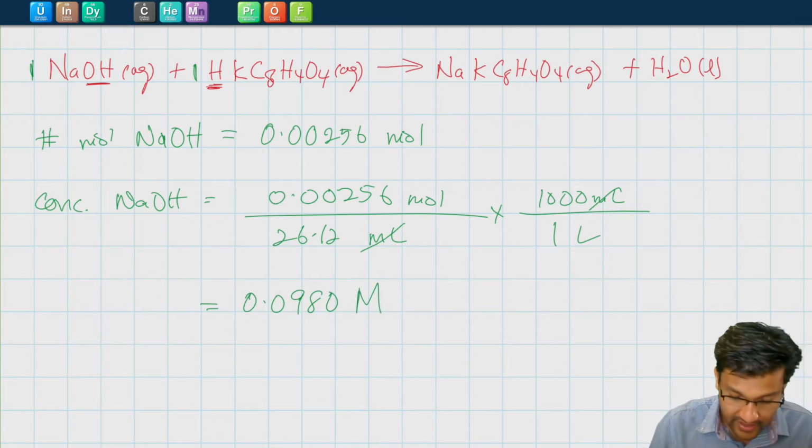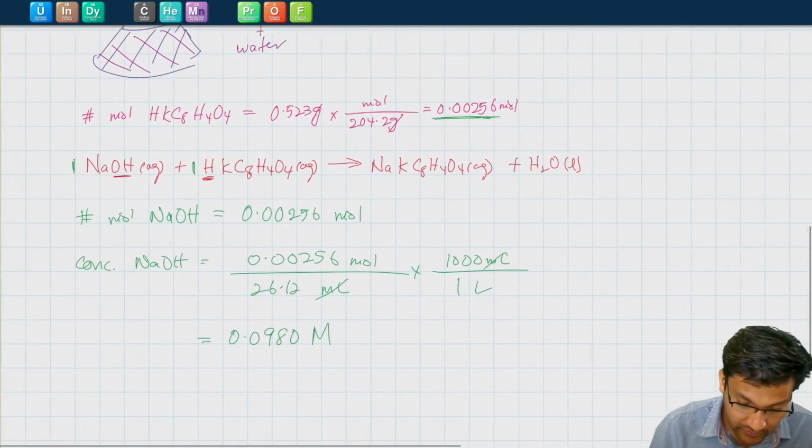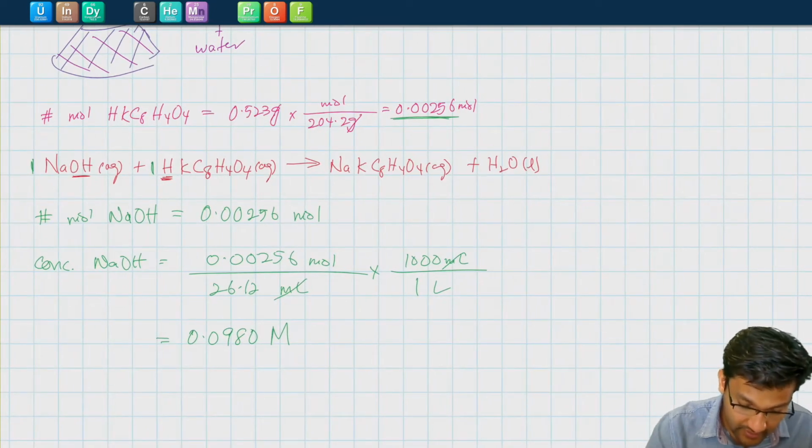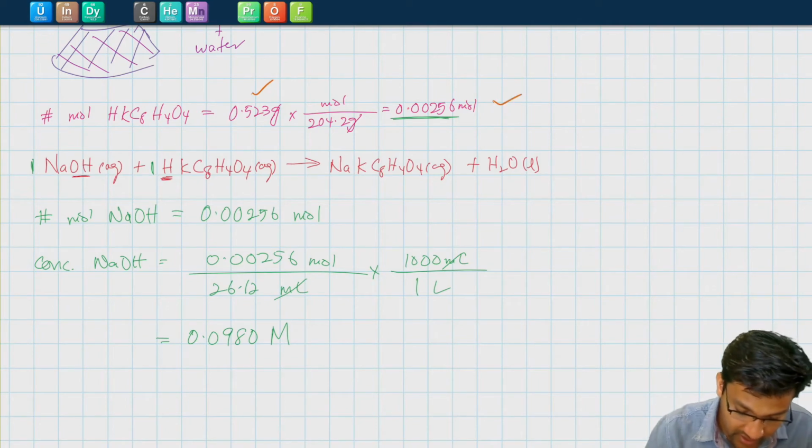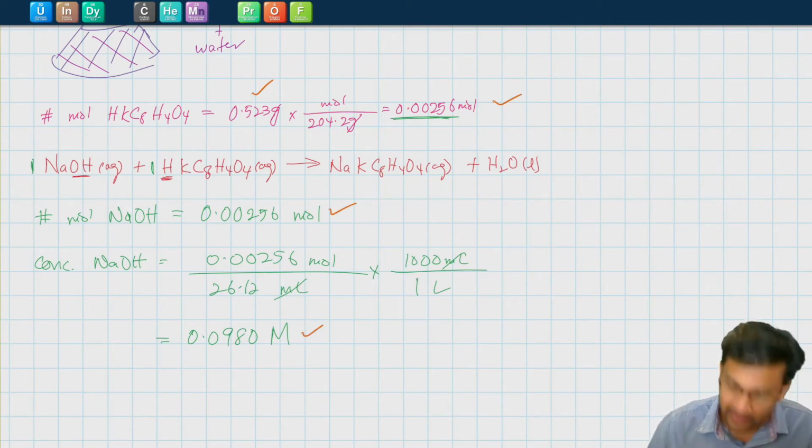So that's the kind of calculations and experiment that we'll do for the first part. We'll figure out how much acid we used in mass, convert that to moles, convert that to moles of NaOH, and then use that and the volume to figure out the concentration of the NaOH.